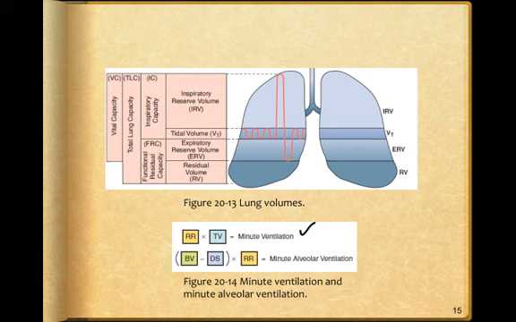The other version of this is the minute alveolar, the alveolar minute volume, my apologies. Minute alveolar ventilation takes into account anatomical dead space. The alveolar minute ventilation is the tidal volume minus the anatomical dead space volume, and then this number is multiplied by the respiratory rate. And this is more accurate because it measures the amount that is in the sinus or the alveoli.